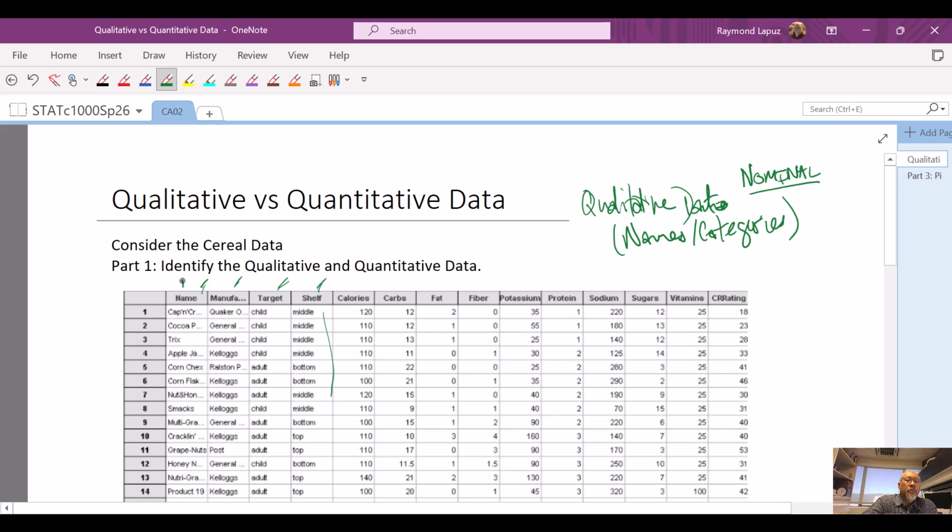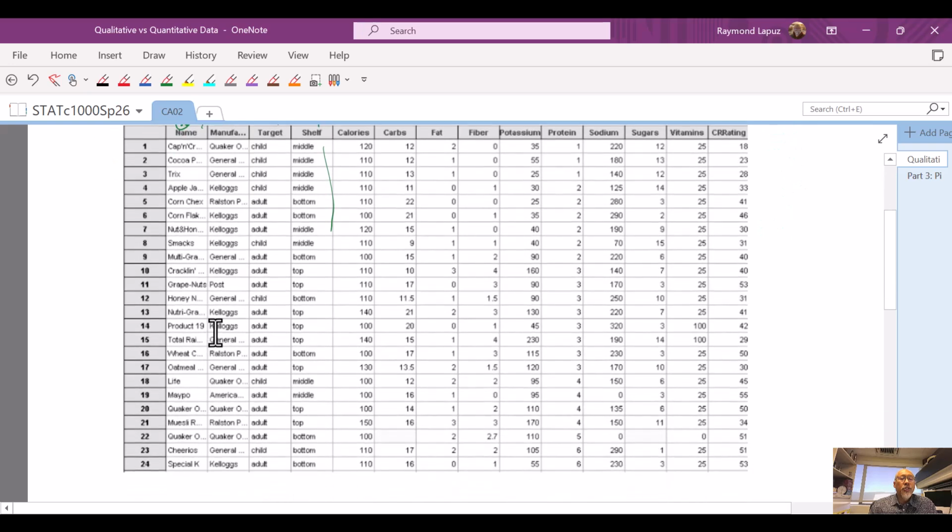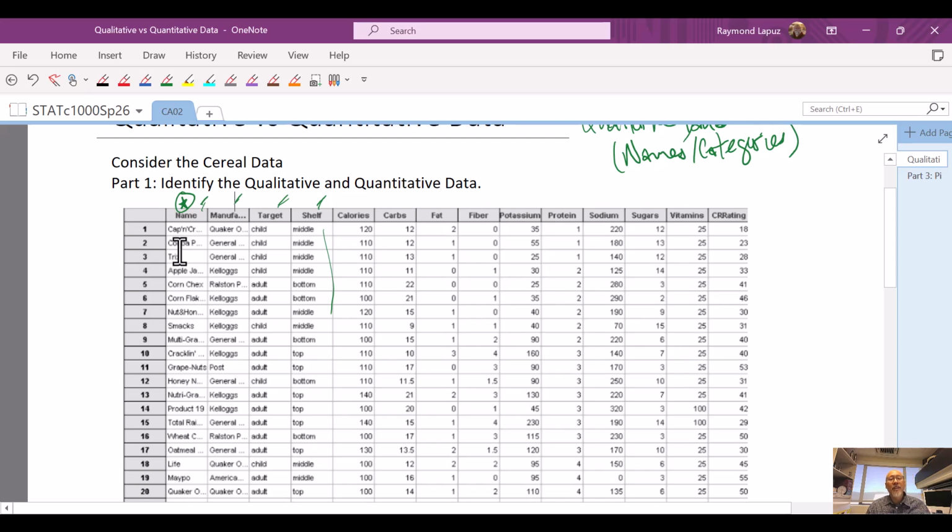Now we kind of put a star around the name because the names are all unique, and they are describing each individual entry in a data set. So we generally look at that as just the header or each individual point in your data set. So I think we are more looking at the manufacturer, the target, and the shelf. So those are the qualitative data.